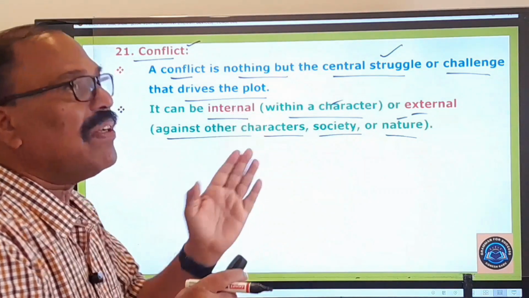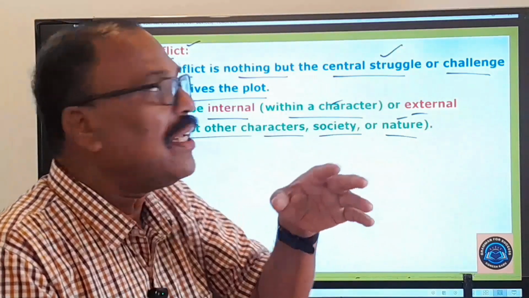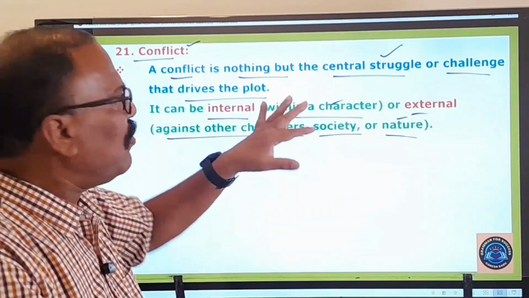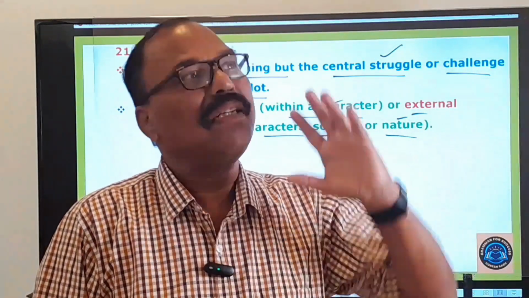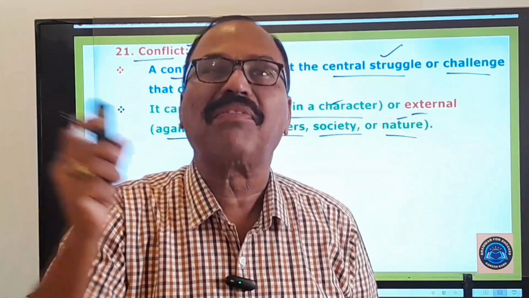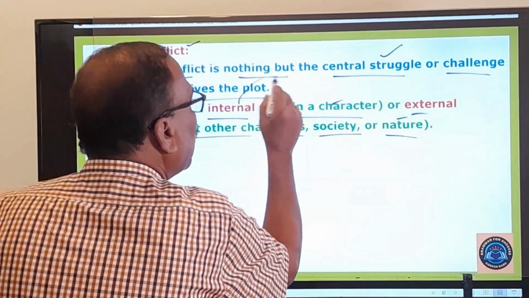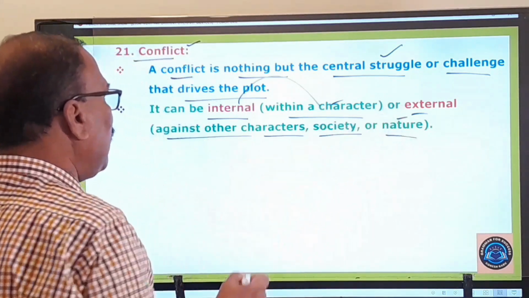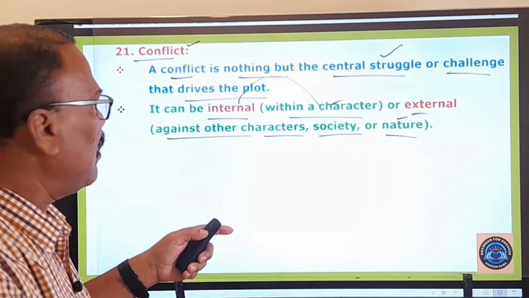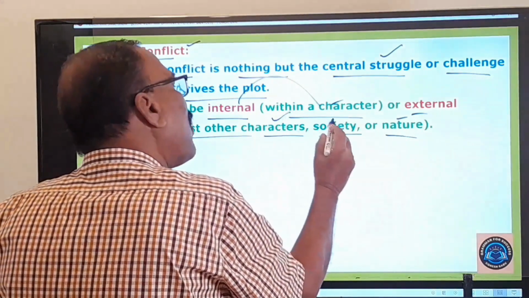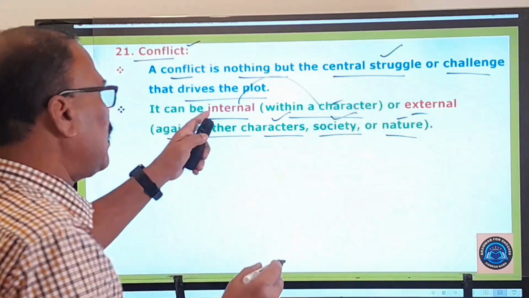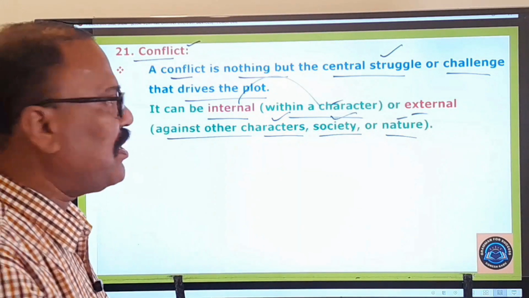And this fight, whether to tell truth or untruth, is an internal fight. So there are two kinds of conflicts in literature: internal conflict and external conflict. This internal conflict takes place within a character, whereas the external conflict takes place outside the character, against other characters or society or nature. That is a very important point. Please keep this point in your mind.